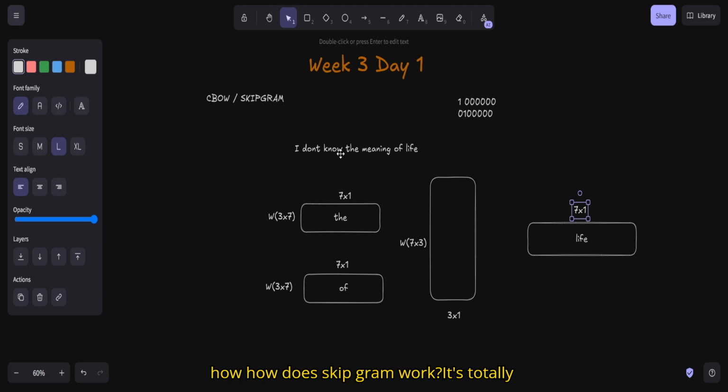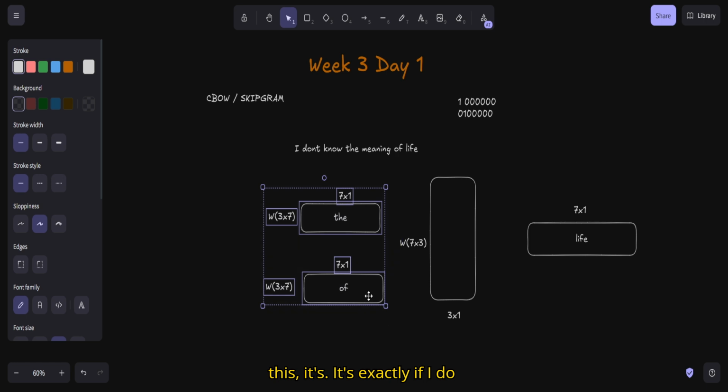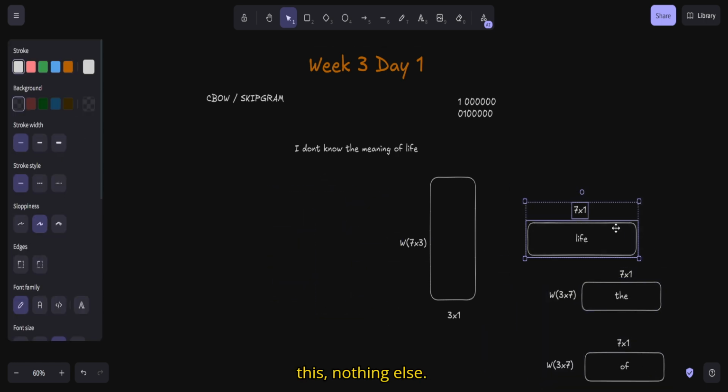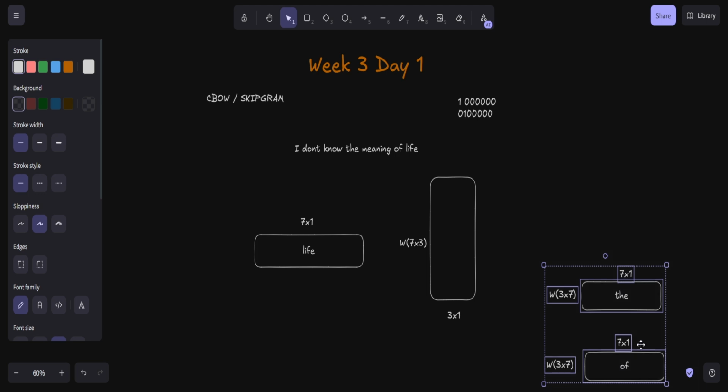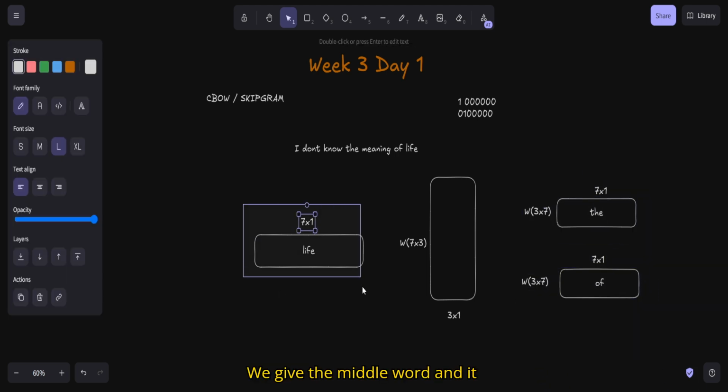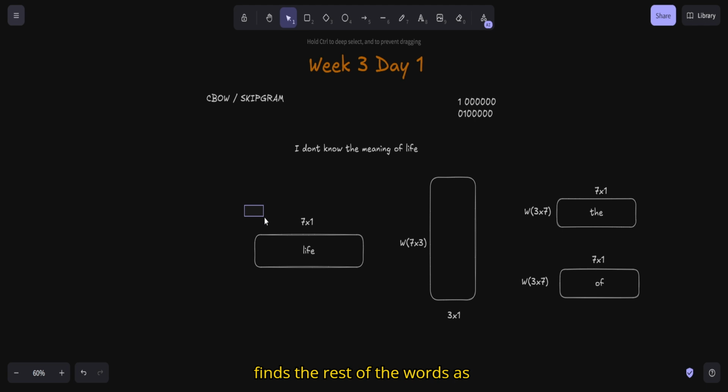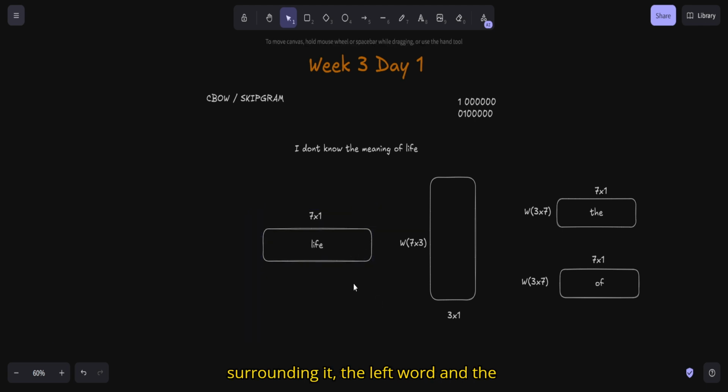And how does skipgram work? It's totally the reverse. I'm not going to explain this in detail. We give the middle word and it finds the rest of the words surrounding it. The left word and the right word. If the context window was higher, let's say 5, then it would have what? "Life" would have given you "know the" on the top and "of life" at the bottom. So this is how the skipgram model works. So these two neural networks work next to each other.